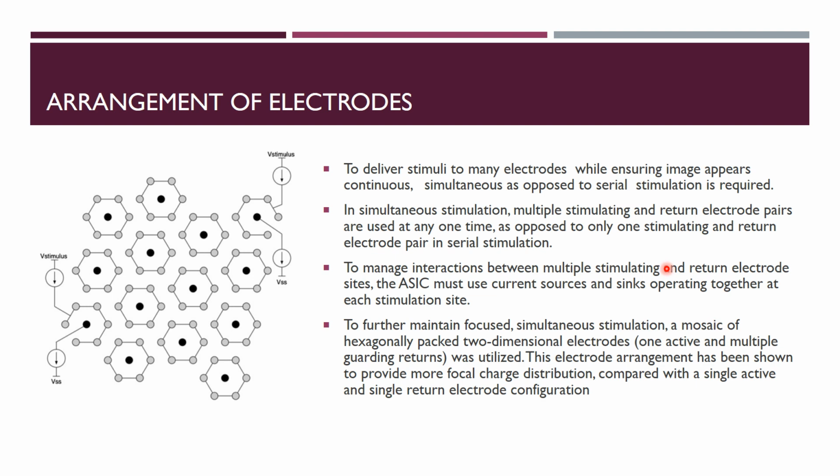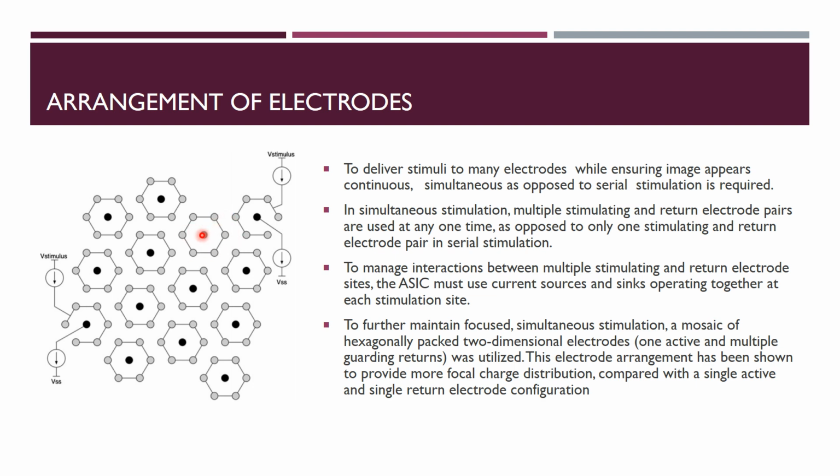So after seeing the two different types of subretinal implants, let us also see a novel method for arrangement of electrodes. As we saw, the microphotodiodes stimulate the neural cells using some electrodes. In order to deliver the stimuli to many electrodes simultaneously, this ASIC, or application specific IC, has been designed. In simultaneous stimulation, multiple stimulating electrodes and return electrodes are used at one time, as opposed to one stimulating and one return electrode. We can see in this figure there are hexagonal electrodes. The one in black is the stimulating electrode, while on the side are the guarding electrodes.